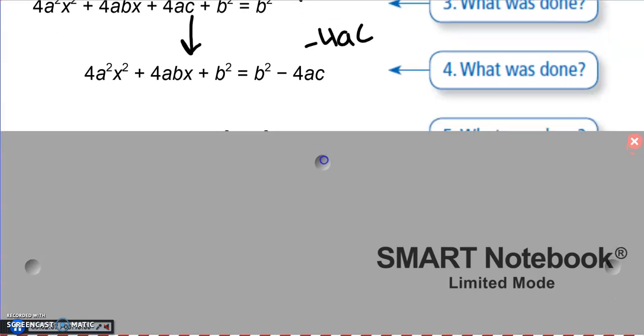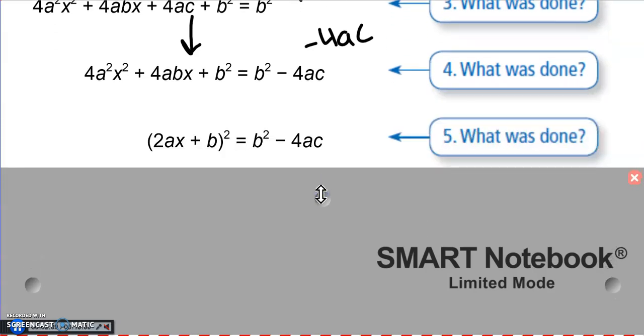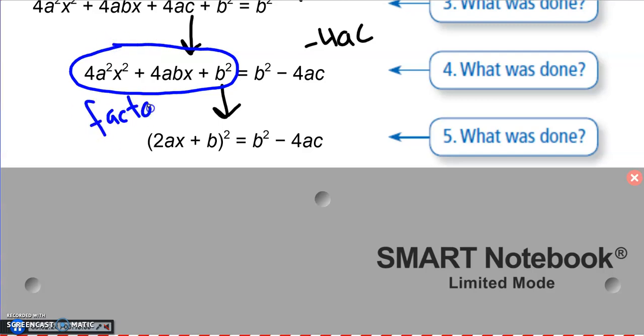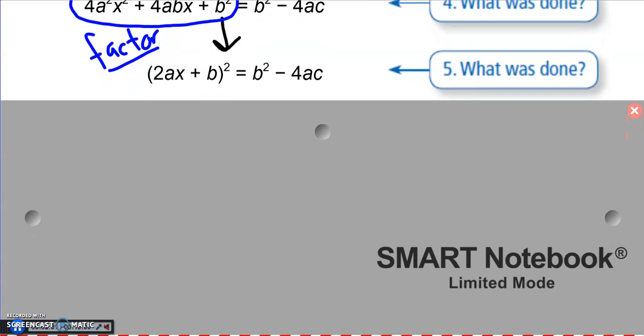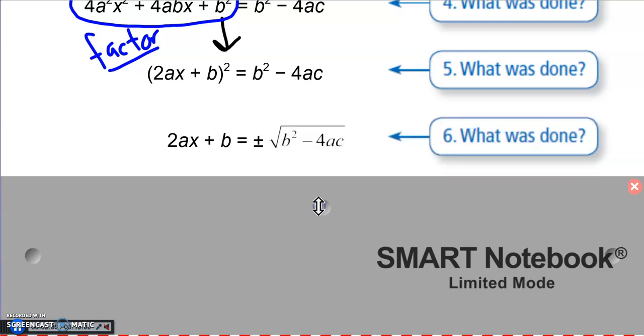All right, let's see what happens next. Whoa, what happened here? How did we get from this equation to here? Well, if you notice, we have a perfect square trinomial right here. We have a perfect square trinomial, so we factored that into (2ax plus b) squared. And now from here, you might be able to say, oh, what's the most logical step to do? Yeah, take the square root of both sides, right? We took the square root of both sides.